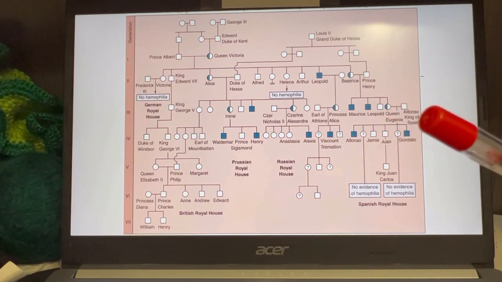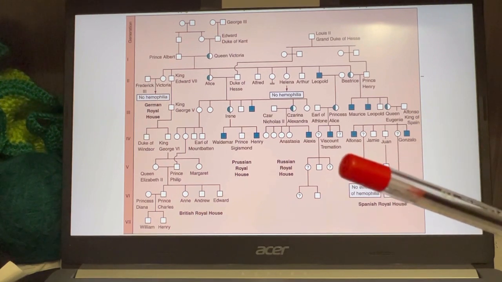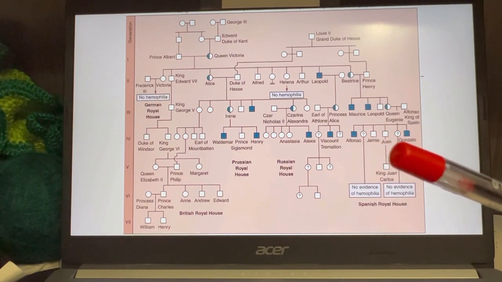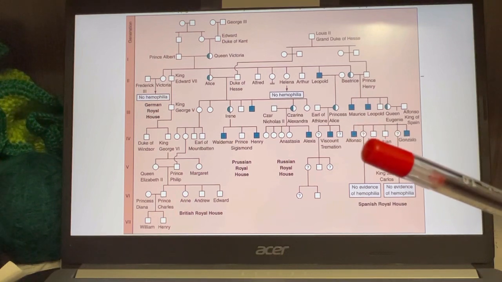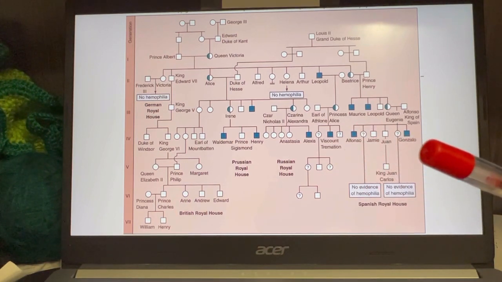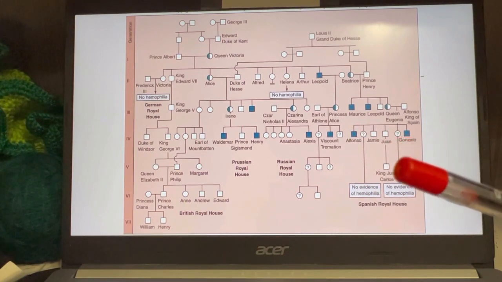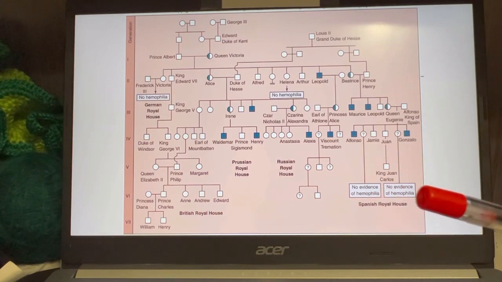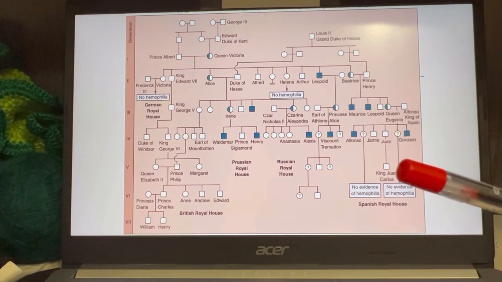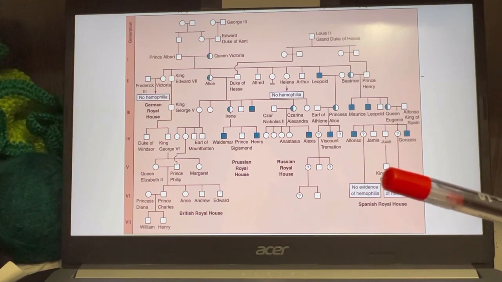Alright, she married Alfonso, King of Spain, and they had 6 children, 2 of which have hemophilia. And then we have 2 question marks here, which has no evidence of hemophilia. And then Juan, I think, had a son or became King Juan Carlos.